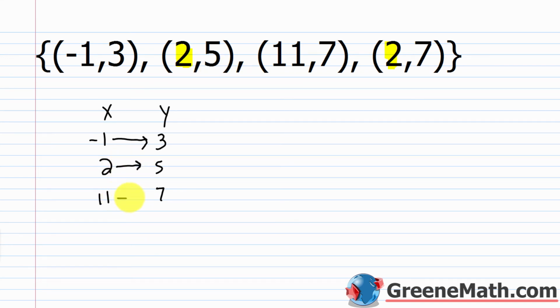11 is linked to 7. But then 2 is also linked to 7. So that's where we have a problem. If I tell you what is the value of y given that x is 2, you don't know. You'd have to say, well, it could be 5 or it could be 7. There has to be a crystal clear association. So it has to be, I give you an x and you can give me a y. So again, this is not a function.